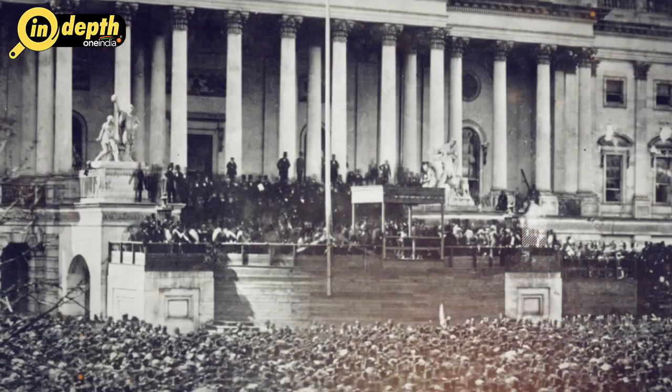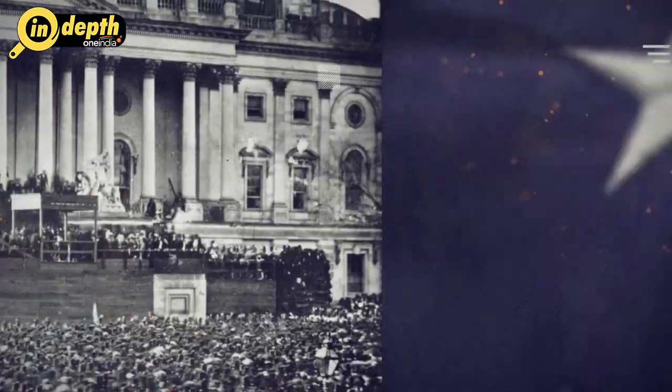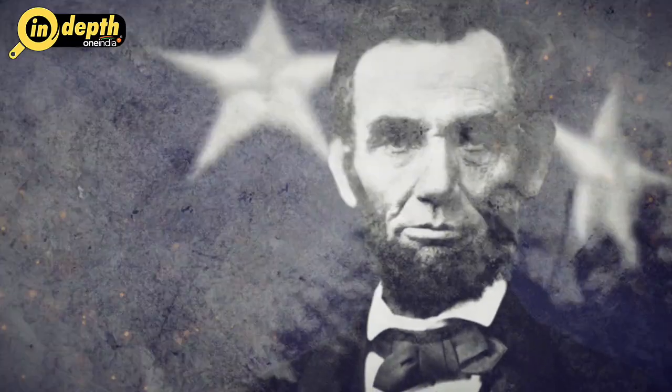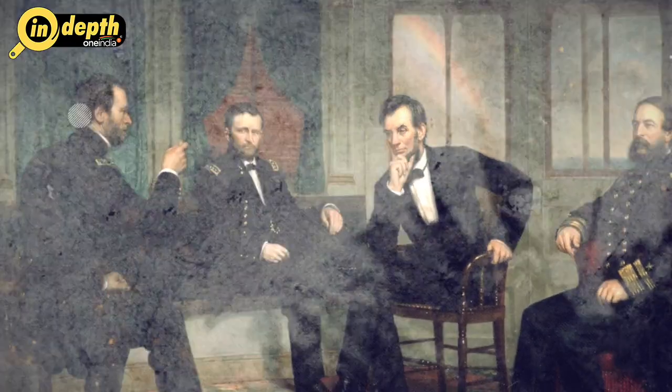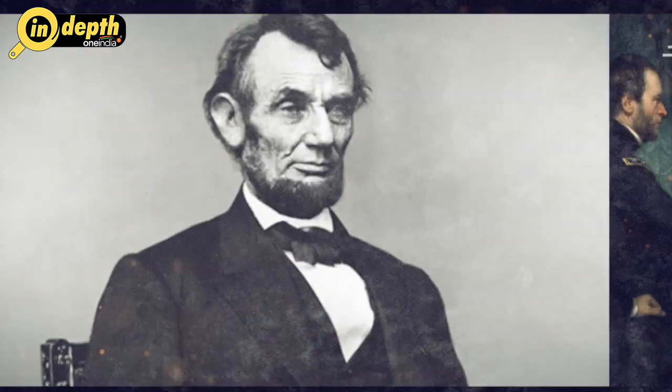The final straw came when the Republican candidate Abraham Lincoln was elected as President of the United States in November 1860. This outraged southern states. The Republican Party had run on an anti-slavery platform and many Southerners felt that there was no longer a place for them in the Union. On December 20, 1860, South Carolina seceded.